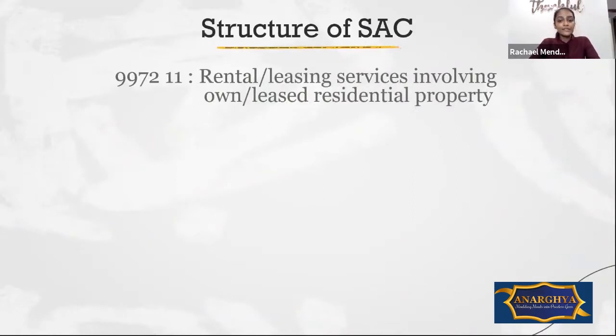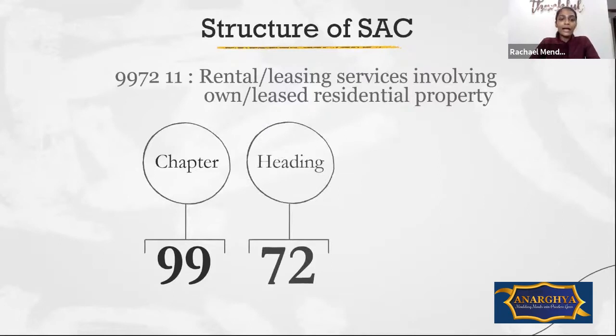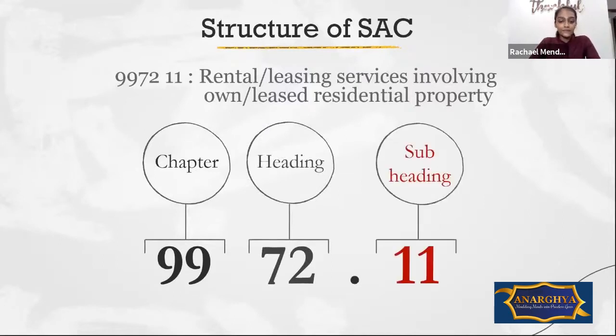Here's an example of a 6-digit SAC code for rental leasing services involving owned or leased residential property. Similar to reading an HSN, the first 2 digits of an SAC code represent the chapter number. If you had noticed earlier, all the services were covered under chapter 99. So the chapter number for all services will be the same, that is 99. The next 2 digits following the chapter are the heading, and the last 2 digits, the subheading.